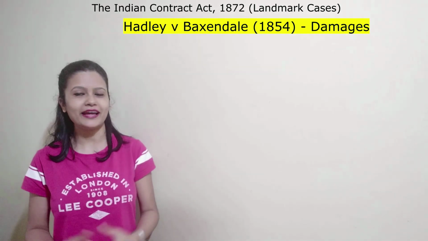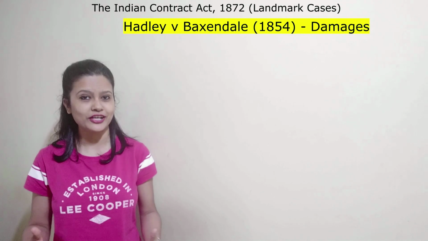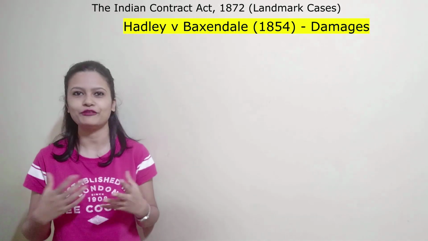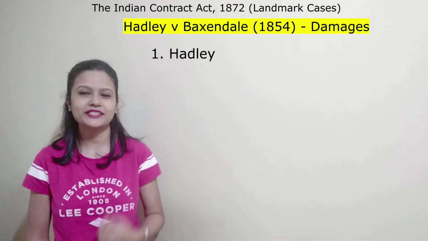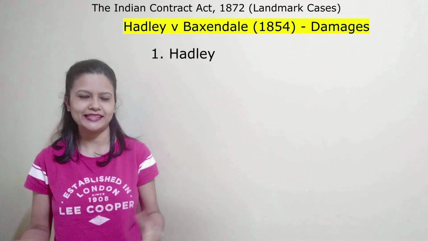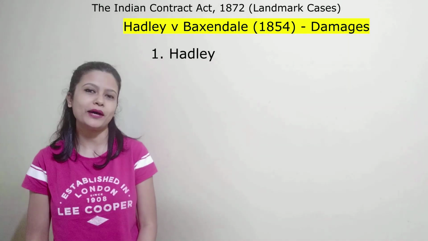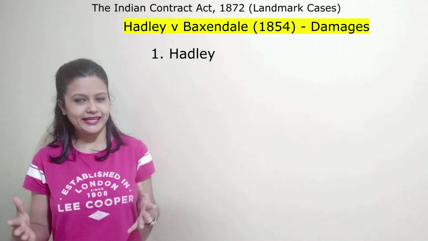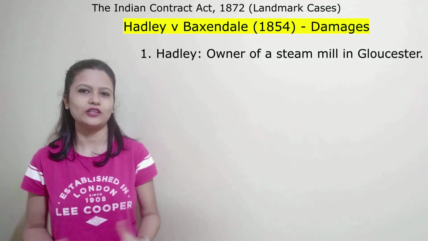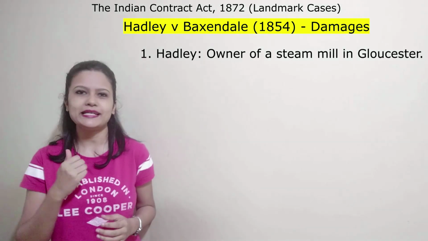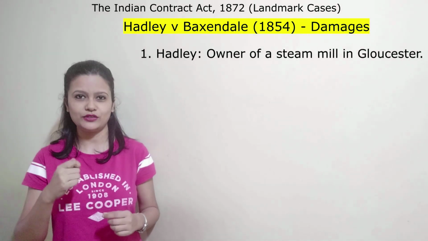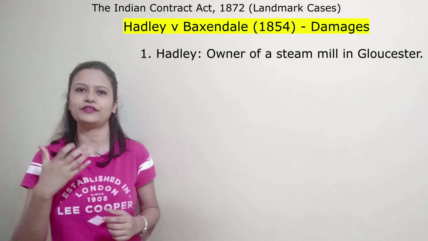But before moving ahead with the facts of the case or the judgment, let's see who all are involved in this case. The first person involved in this case is Hadley, the plaintiff of this case. But who is Hadley? Hadley is owner of a steam mill in Gloucester. Steam mill is basically a grinding mill where they use a steam engine to power the machine.